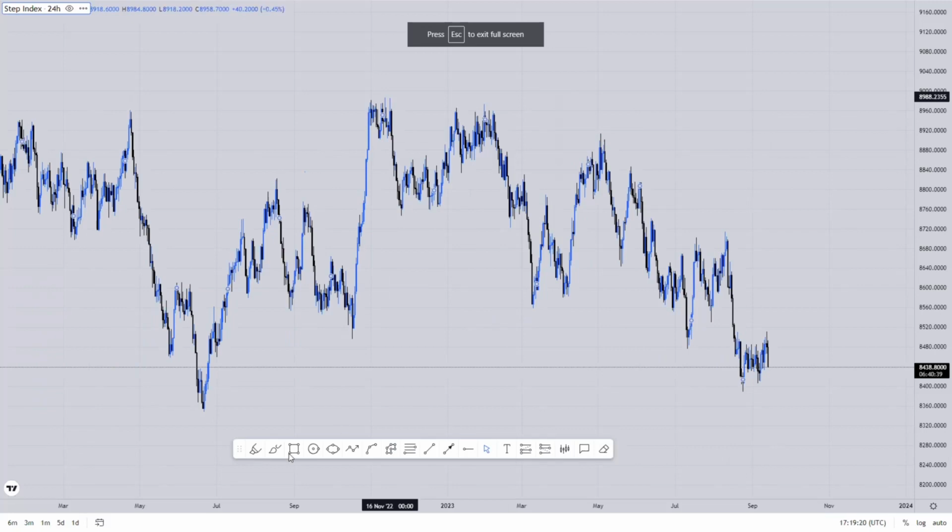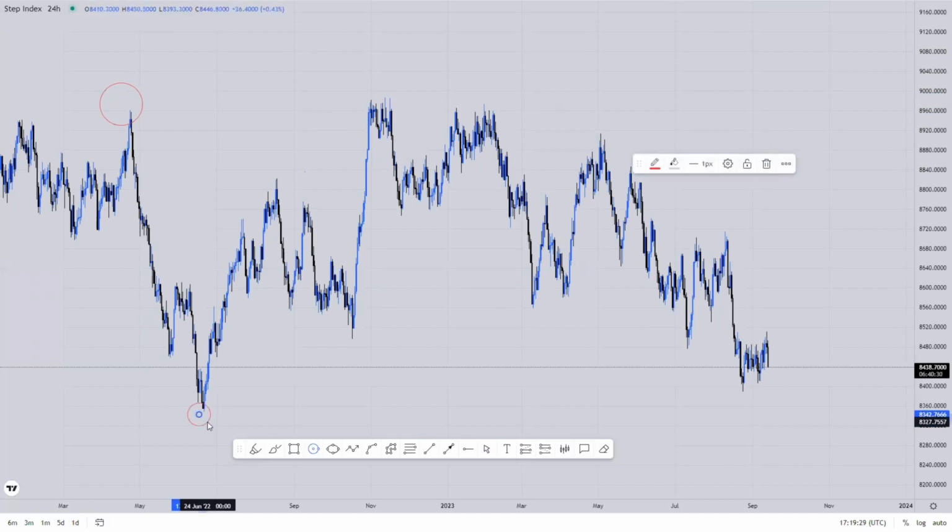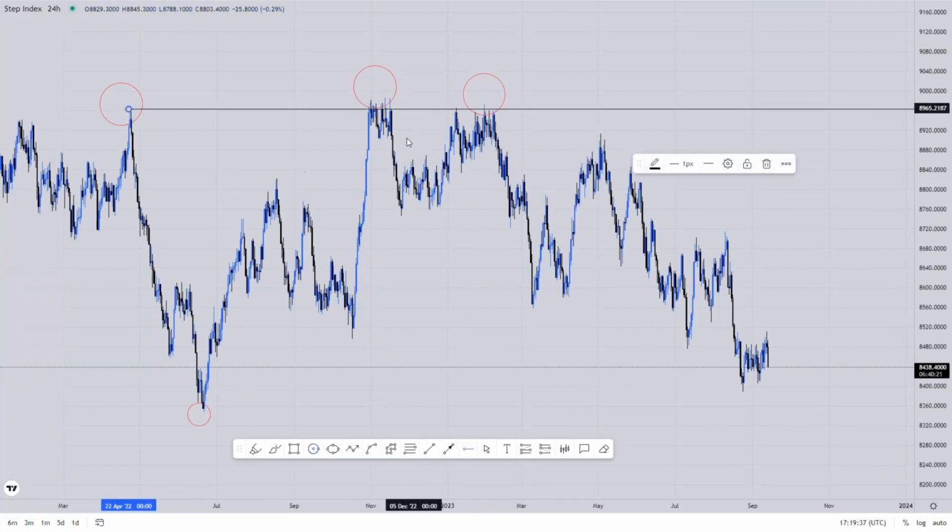I showed you that this to the left was our swing lower high. Our swing lower low was this. That was the same high there, same high there. So from the top there, you would have actually caught beautiful swing trades from the top.